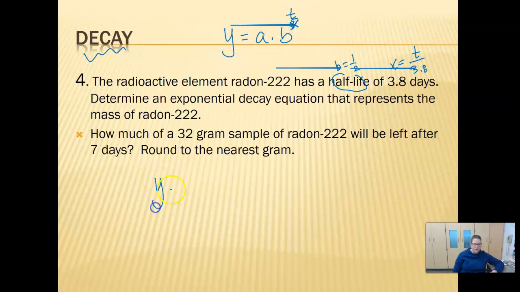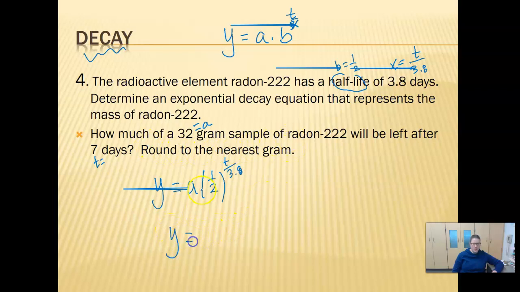And then our equation would be Y equals, we don't know what A is yet, but we know it's going to have a half-life, so our multiplier is 1/2. And then we know that X is going to be the time that goes by divided by 3.8. So that would be the equation. And then it says how much of a 32-gram sample, so that's our initial amount, right, will be left after 7 days. So there's T. It's going to be 7 days, and then we're going to round to the nearest gram.